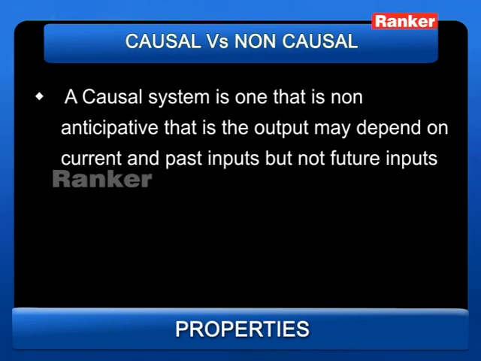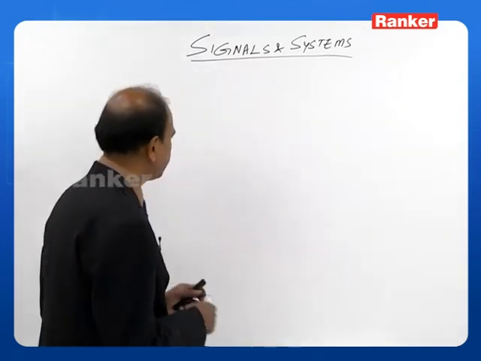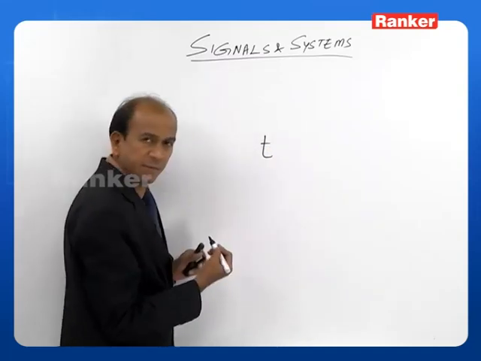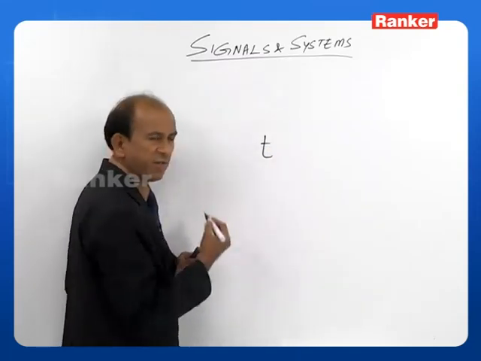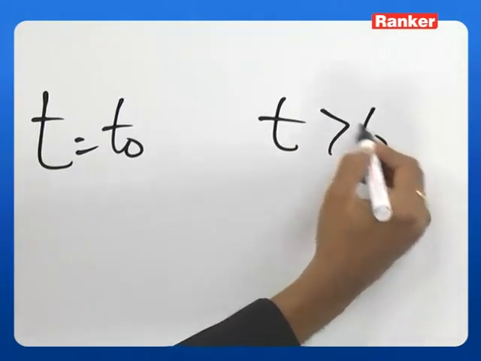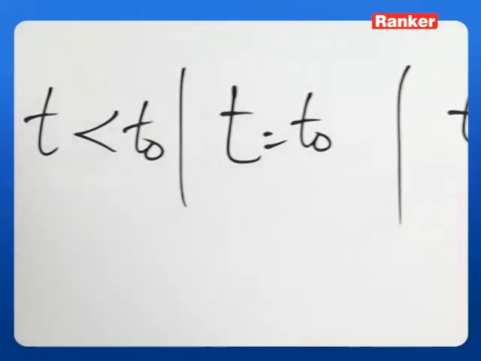A causal system is one that is non-anticipative, that is, the output may depend on current and past inputs but not future inputs. That means a system is a causal system. We have seen three cases, isn't it? t equal to t0, t greater than t0, and t less than t0. So these are three different cases.